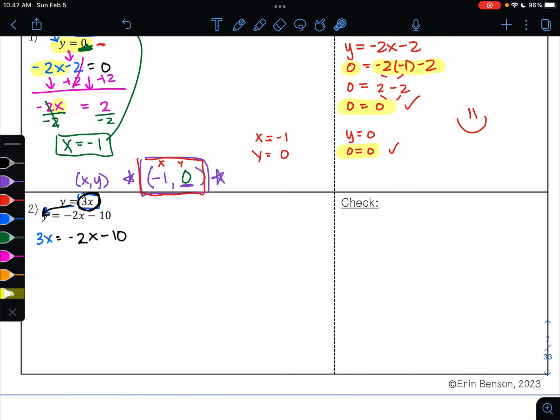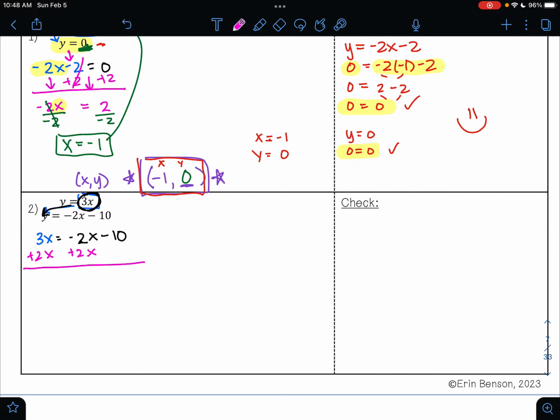From here, I want to solve for x, because I only have x's left. I see that I have x's on both sides of my equation, so I need to get my x's on the same side. To do that, I am going to add 2x to both sides. 3x plus 2x is 5x, and I'm going to bring down my -10. To undo multiplication, I'll do division, and I'll get x equals -2. So right now I know the first part of my answer is -2.